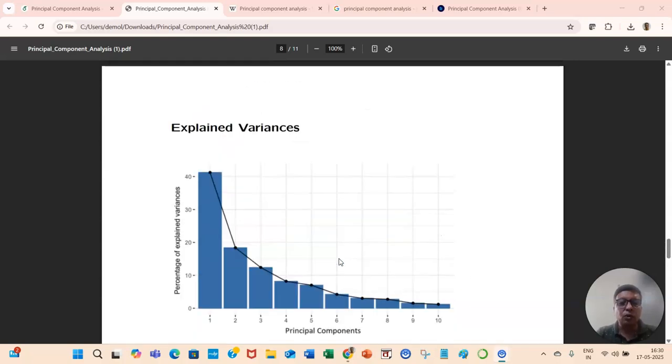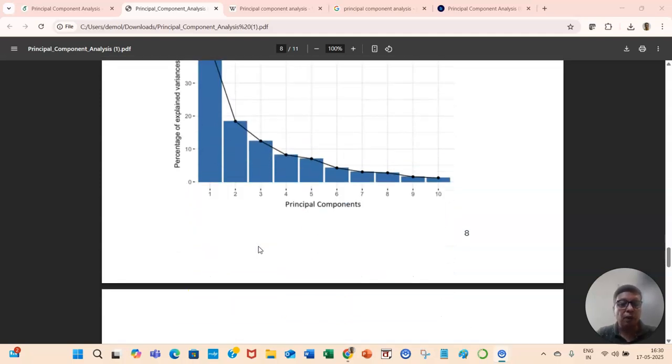Explained variance. Suppose we have got 10 principal components: 1, 2, 3, up to n. The variance of the first principal component is the highest, the second principal component is the next one, the third principal component is the next one, and any two components are uncorrelated, their covariance is 0.